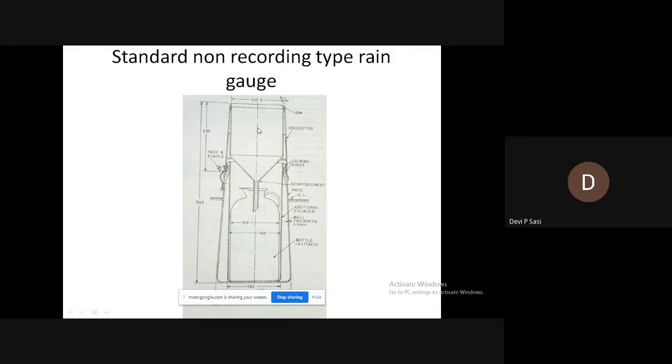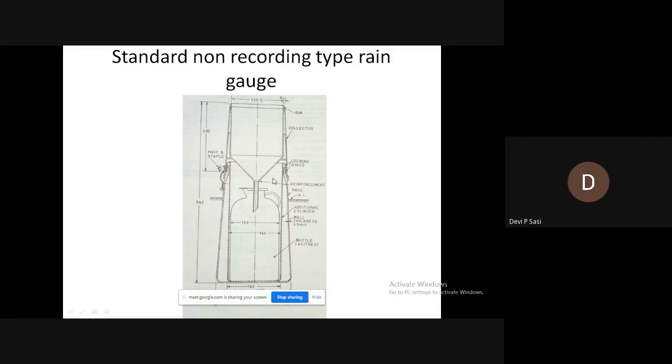Okay, the water gets collected in the funnel, and from the funnel it moves towards the bottle. And you can see the instrument has a slight tapering. Slight tapering means that at the top you can see it is narrow but it is wide at the bottom. So you can see there is a slight tapering for the instrument.